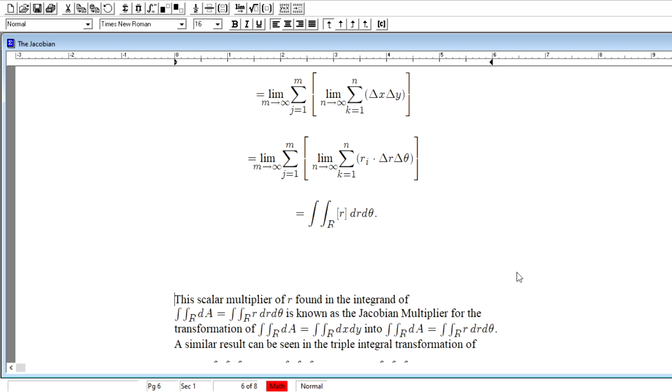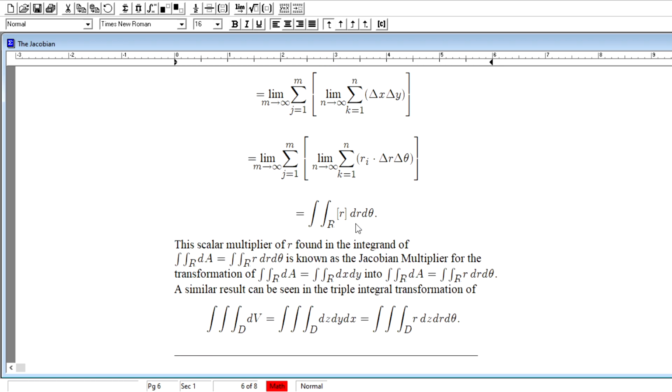Now, what the scalar multiple of r is known as: the scalar multiple of r found in the integrand of this double integral of R with respect to the area of A, written in terms of r and theta, these polar coordinates, is known as the Jacobian multiplier for the transformation of the double integral in the rectangular context into this double integral in the polar context.